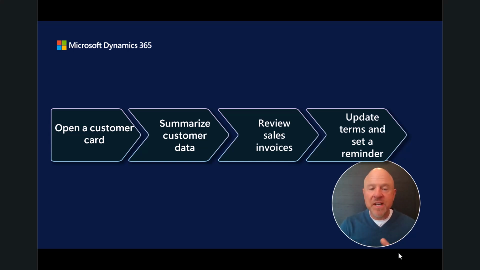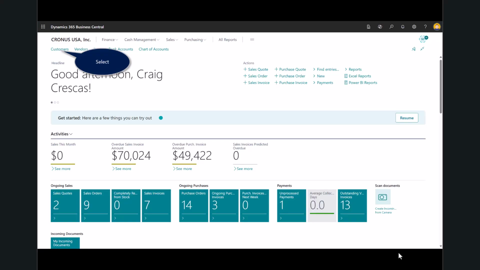The way in which I've structured this video is that I'm just going to open up a customer card. We'll summarize the customer data, and then I'll show you where Summarize is available in some other areas such as sales invoices, and then how I can take that even further in the day in the life of performing tasks with Copilot. Let's get started. So I'm going to log into Business Central.